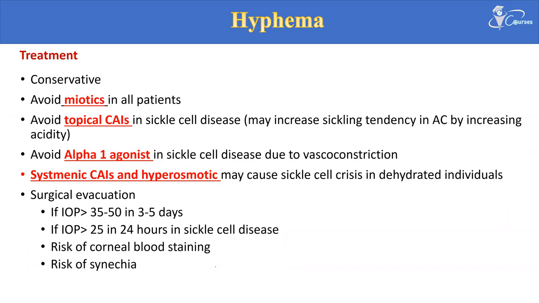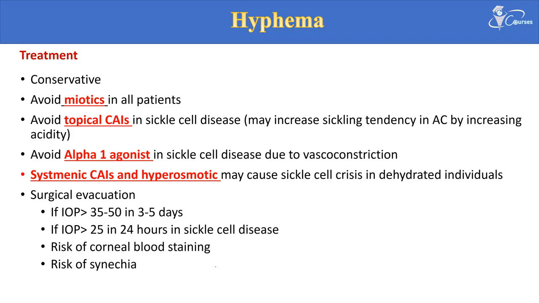Systemic carbonic anhydrase inhibitors and hyperosmotic agents may cause sickle cell crisis in dehydrated individuals. Systemic carbonic anhydrase inhibitors will increase metabolic acidity, and hyperosmotic agents like mannitol will increase dehydration of the body.